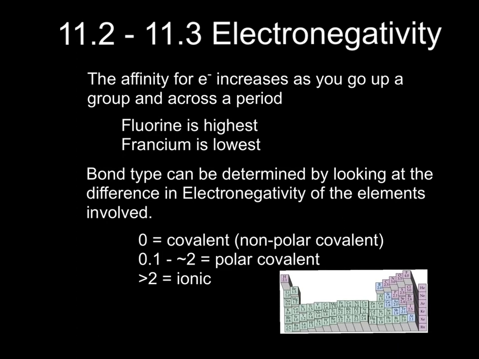We can determine the bond type by looking at the difference in electronegativity of the elements involved in that particular bond. If the difference is 0, we consider the bond to be covalent or non-polar covalent. If the difference is less than 2, we consider it to be polar covalent, and if it's greater than 2, we consider it ionic. You have an electronegativity chart on page 320 in your book. You do not need to copy it down. It's there as a reference for problems, and for any assessment I will give you an electronegativity chart.